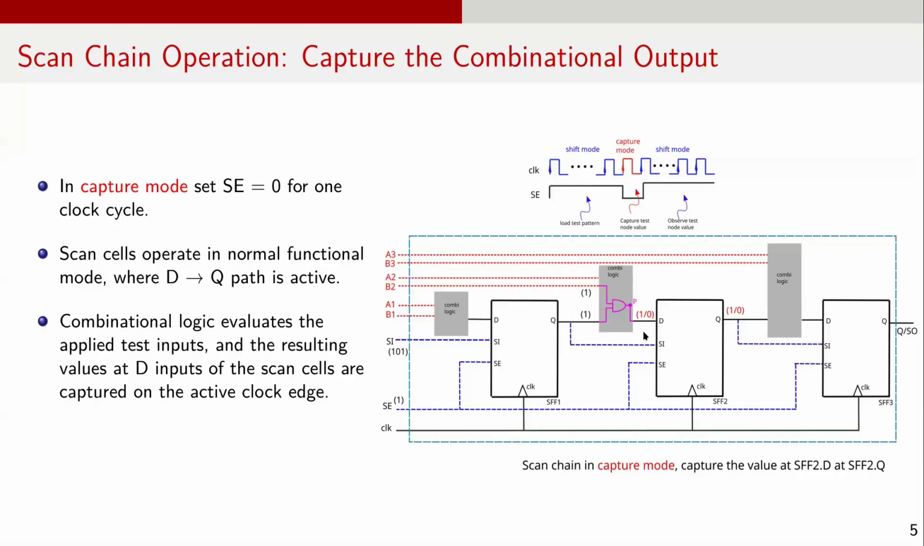In this example, if we applied input combination 1 1 to this AND gate, a fault-free circuit would produce an output of 1. However, a circuit with a stuck-at 0 fault at node P would produce an output of 0. This faulty value appears at the D input of the scan cell SFF2 connected to node P and is captured into SFF2Q during the capture clock cycle.